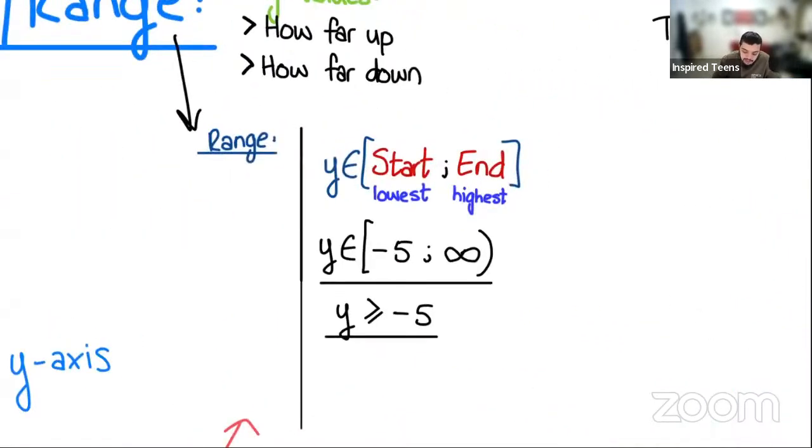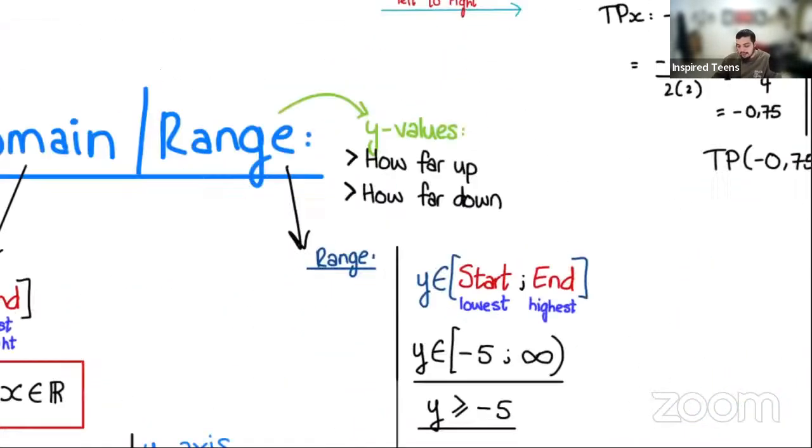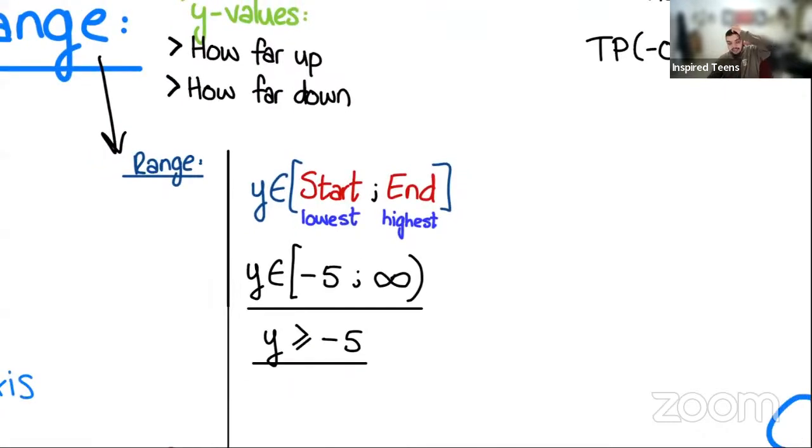Right, now we are busy with the range. Let's continue discussing the range. So y is an element of the start value and the end value. Now we're talking about y values. Our start value is the lowest value and our ending value is the highest value. So that's how we came up with y is an element of, including negative 5. Negative 5 is the turning point. It's part of the graph. And for its highest value, we know that graph is going to positive infinity, so positive infinity we don't include. In inequality notation, you can represent it as y is greater than or equal to negative 5.